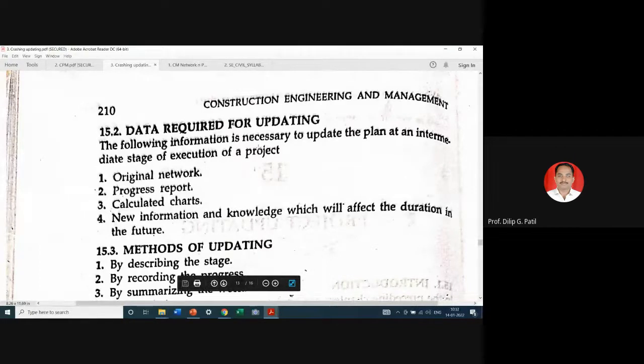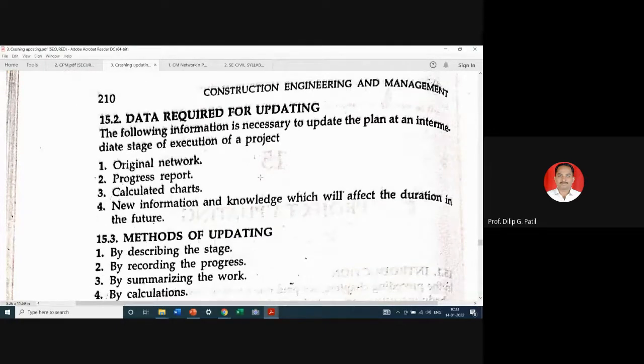The following information is necessary to update the plan at an intermediate stage of execution of the project. Suppose project चालू झालेला आहे, and in between I want to update the project network. On that particular day, you will be required some information, so that you can incorporate that information into your calculations. So whatever may be the earlier planning schedule, that need to be considered. What changes you want to make will be with respect to original schedule.